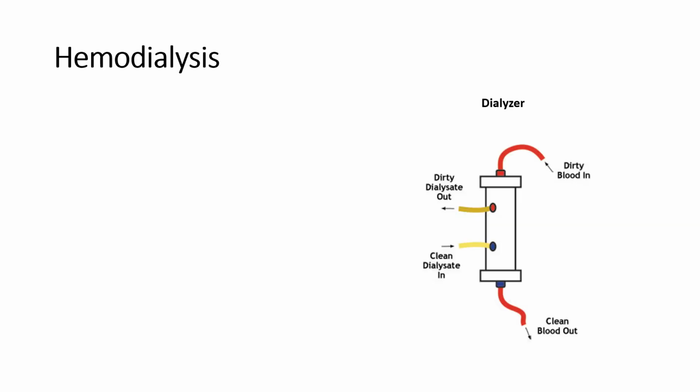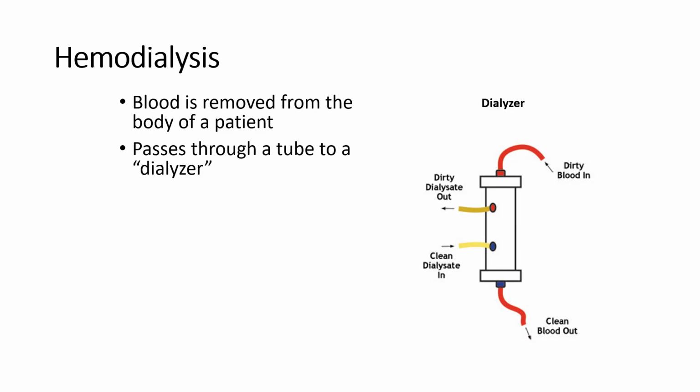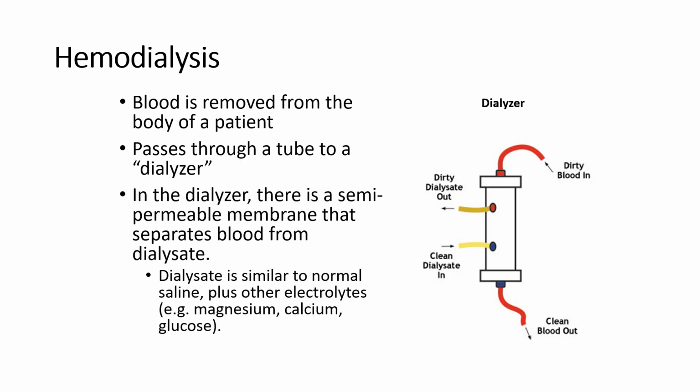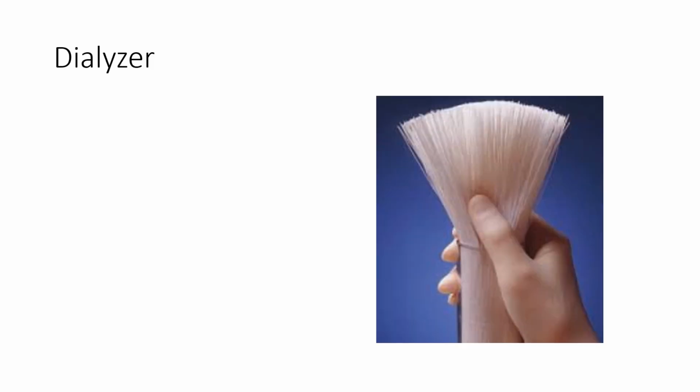Of course, hemodialysis involves removal of blood from the body of the patient through tubes to the artificial membrane, and that is called a dialyzer, which is the artificial kidney. And in the dialyzer, there is a semi-permeable membrane that separates the blood from the dialysate. And dialysate is just an aqueous solution similar to normal saline, plus it has glucose and other electrolytes such as magnesium and calcium. The dialyzer is a wonder of modern medicine.